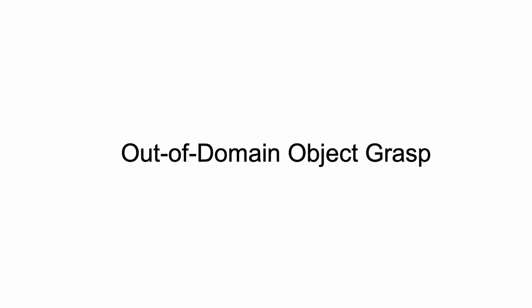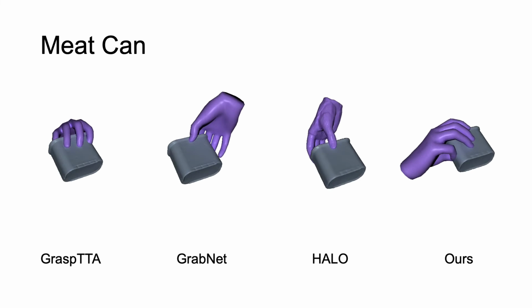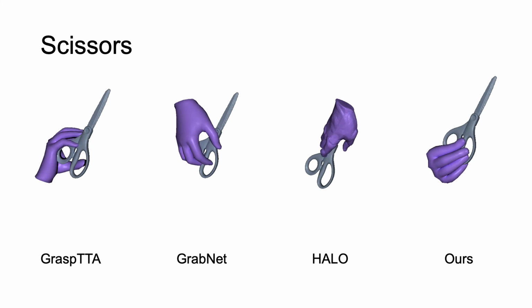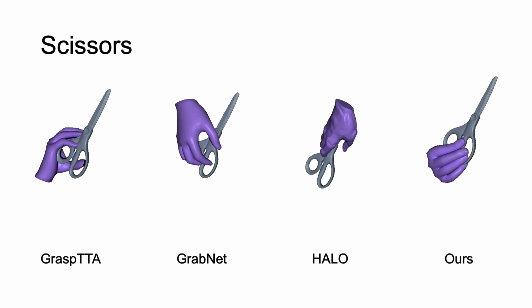We also compare the generalization performance on out-of-domain objects from the HO3D dataset. We compare against Grasp TTA, GrabNet, and Hello. Our method produces more plausible grasps for unseen objects.